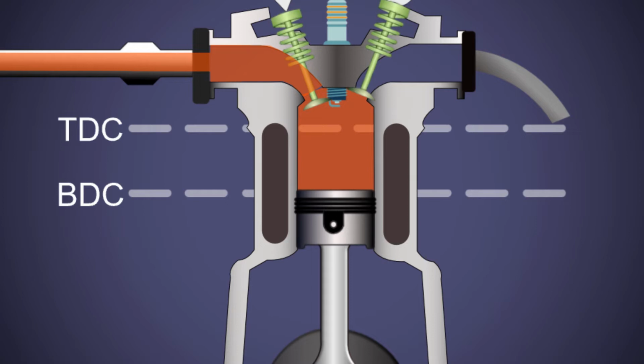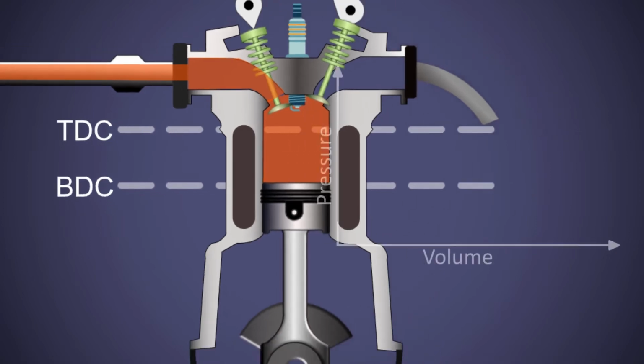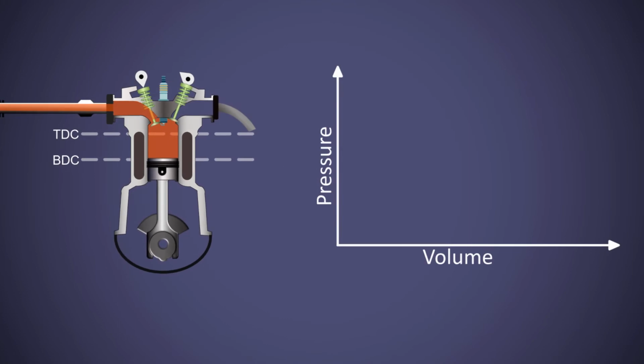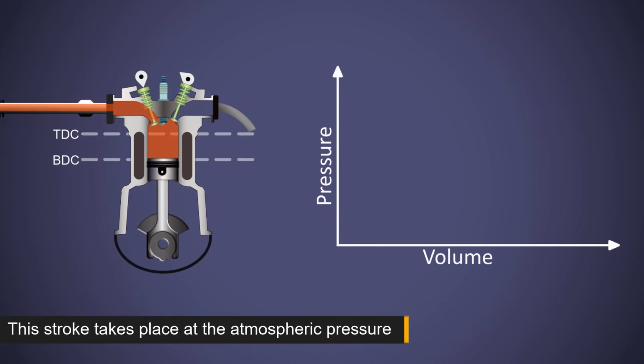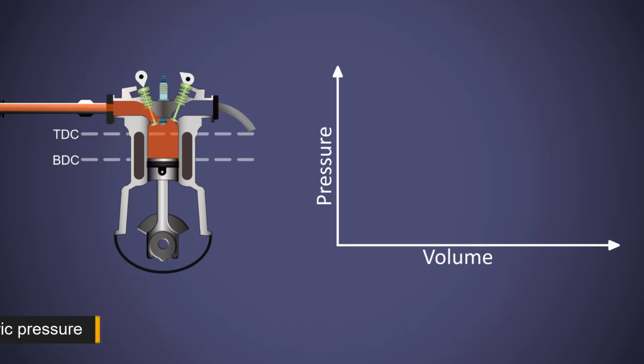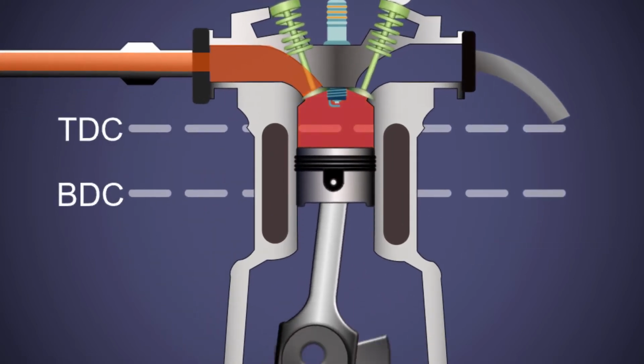air-fuel mixture. We can represent this on a pressure versus volume graph. As the inlet valve is open, this stroke takes place at atmospheric pressure. This is denoted as straight line AB on the graph. At the end of the suction stroke, the inlet valve will close. Now, the piston starts moving upwards.